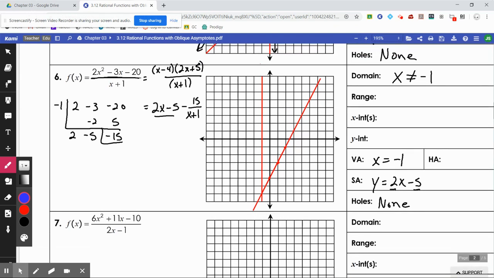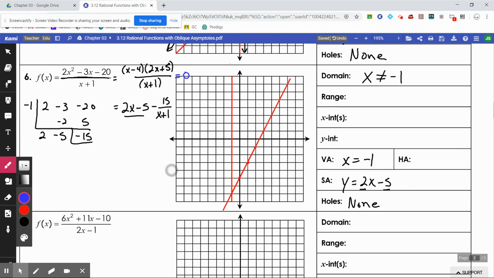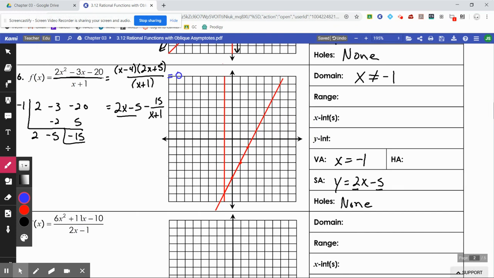To find an x-intercept, you set y equal to 0. And again, the only way that a fraction can equal 0 is if the top is 0. So therefore, you get an x-intercept of 4 and negative 5 halves. So our x-intercepts are at (4, 0) and (negative 5 halves, 0). And we can go ahead and plot those 2 points.